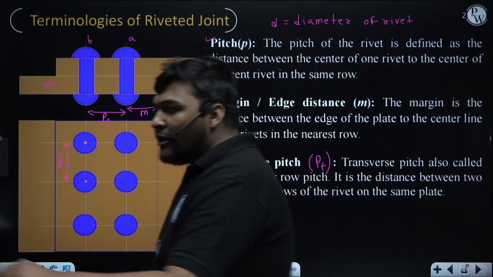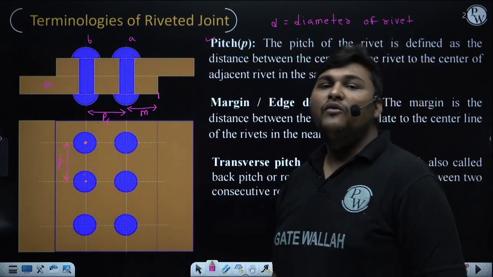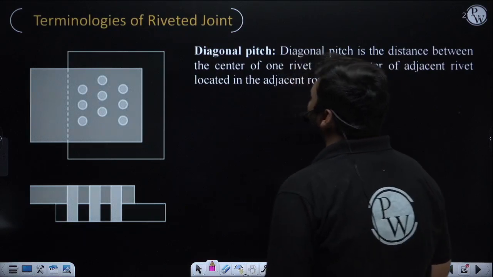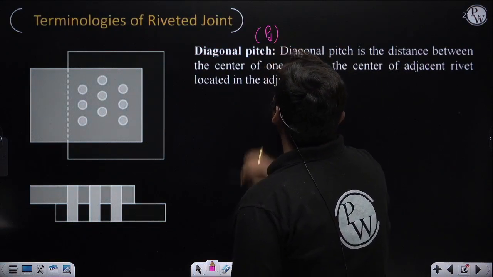Now we have studied one more pattern, the zigzag pattern of riveted joint. For the zigzag pattern of riveted joint we define one more pitch, which is known as diagonal pitch, and we denote diagonal pitch by the letter PD.